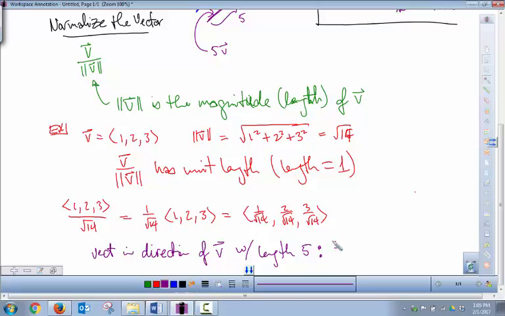So I can just say 5 v over magnitude of v, or if I do all this work, I can put in the 5 wherever it's appropriate, and finally get 5 over root 14, comma 10 over root 14, comma 15 over root 14. Okay, so if you were to take the magnitude of this, which is to take each component, square it, add them up, and then take the square root, you should get 5.